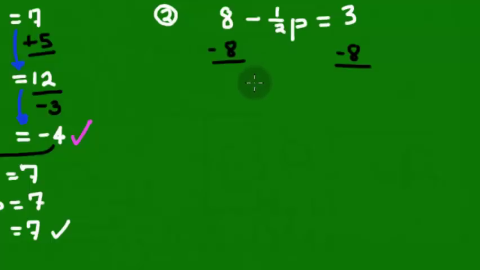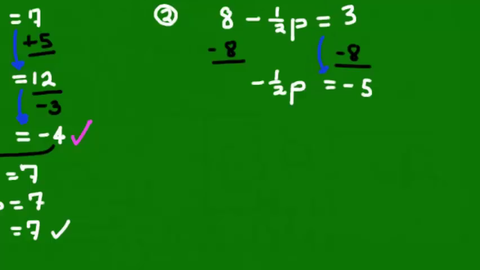So now I'm going to bring down this half p. And then over here, I got 3 minus 8, and that's going to be negative 5. Now, you'll notice that I'm trying to really make sure that people see the fact that I'm bringing down the equal sign, just bringing it straight down.